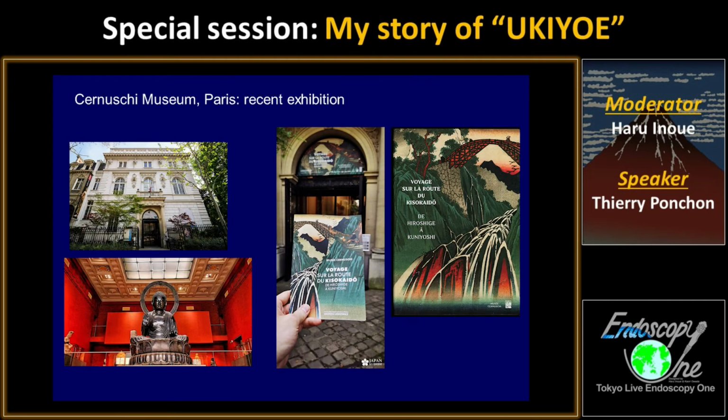And there was another recent exhibition in France in a museum dedicated to Oriental arts. They explained the road of Kisokaido. Kisokaido is an alternative road to Tokaido in the mountains, more or less in the mountains. And from Hiroshige to Kuniyoshi, okay? And Kuniyoshi is now as well known as Hiroshige.